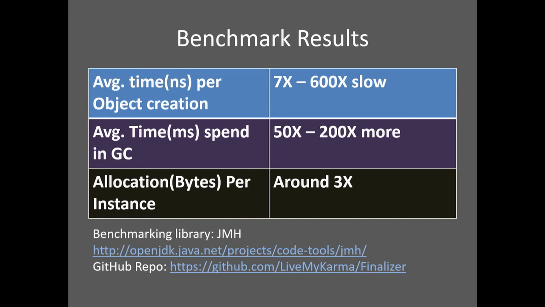And where was this time going? It was mostly going into doing GC. What I found out was the GC time for the finalizer benchmark was 50 to 200 times more than for non-finalizers. And the allocation cost per object for finalizers was 3 times more than for non-finalizers. So just imagine, just by adding a minute method in your class, you could start paying 3 times more for your objects. So it has huge implications.